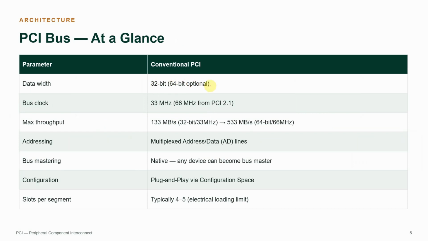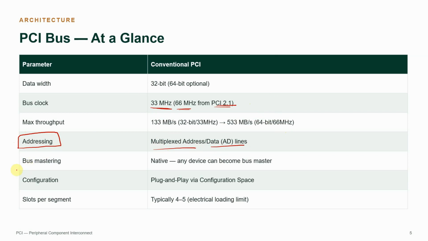Now, coming to the architecture of PCI, I'm going to have a data width of 32 bits, and 64 bits is optional. For the bus clock, I'm going to have 33 megahertz, and in PCI 2.1, I'm going to have 66 megahertz. The maximum throughput is 133 megabytes per second to 533 MB/s. And addressing, this is a major important point: we can use multiplexed address and data lines. The same bus lines can act as address lines and the same bus lines can act as data lines. So this was multiplexing.